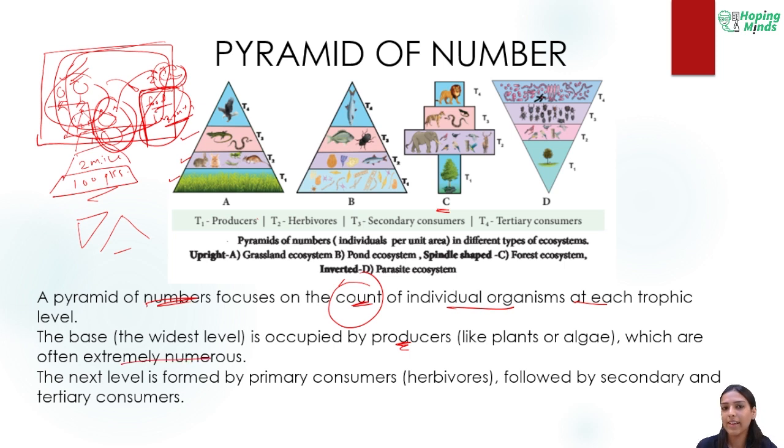So there's a lot of algae growing everywhere, if you can see. In dense, damp forests, if there are not a lot of trees, there will be a lot of algae growing at least. In old buildings, there's a lot of algae growing there as well. The next level is formed by the primary consumers, followed by secondary and tertiary consumers. So let's take an example of pyramid of number over here. There's a lot of grass. This is grass. Then there are insects, the mice, the mole.